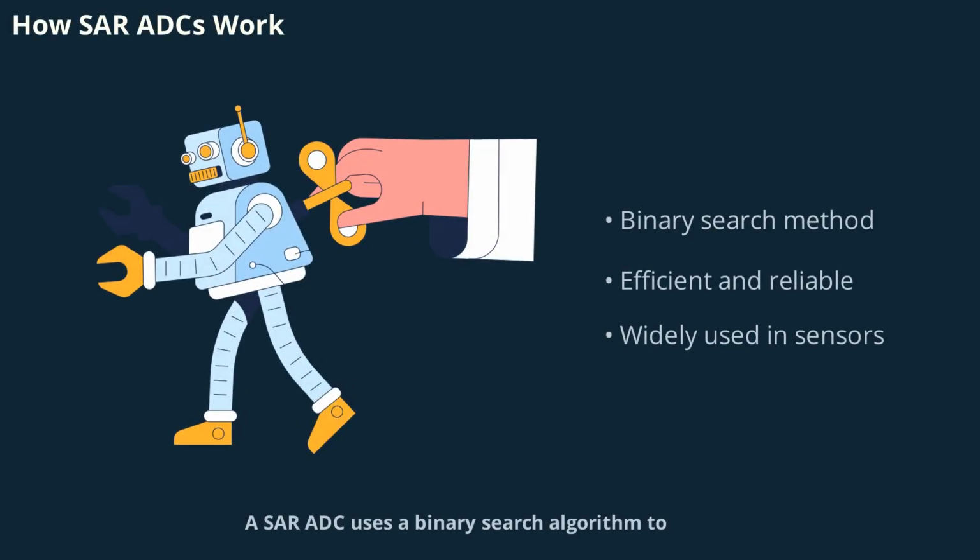applications. A SAR ADC uses a binary search algorithm to find the closest digital value to the input signal. It starts by comparing the input to a reference voltage, then adjusts its guess bit by bit. Each step halves the difference, quickly zeroing in on the correct value. This method is efficient and reliable, which is why SAR ADCs are found in everything from digital thermometers to industrial sensors. Their moderate speed and low power needs make them a go-to choice for many engineers.